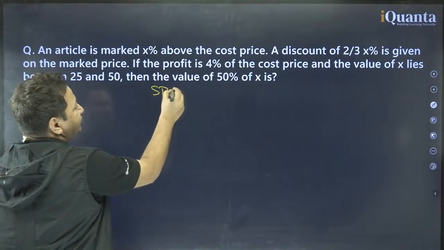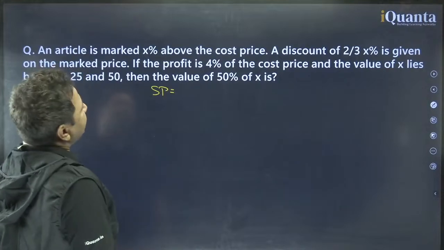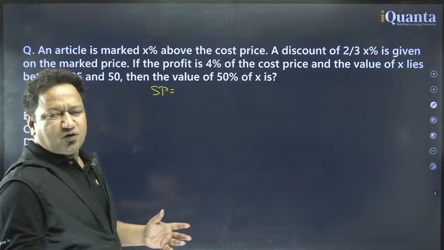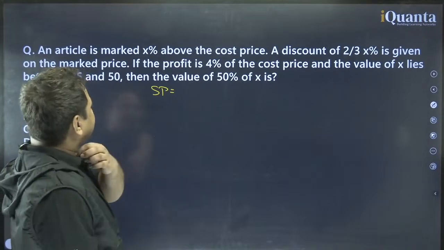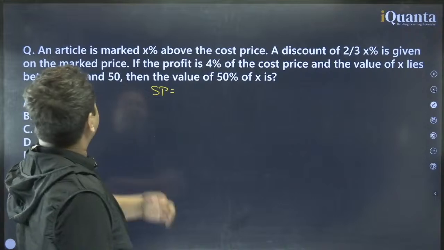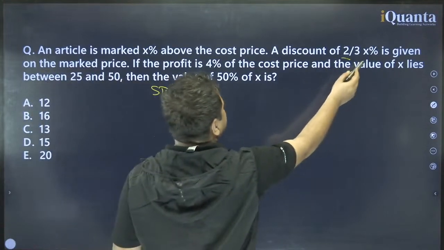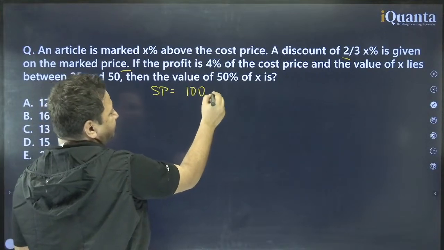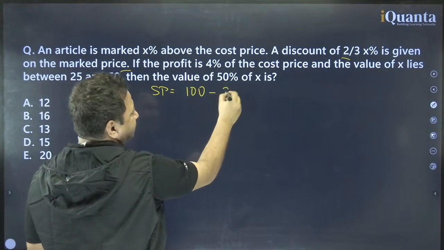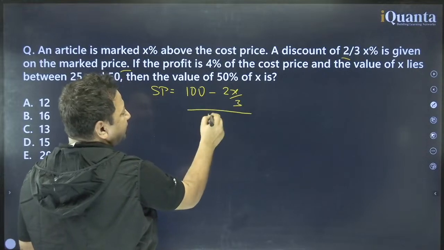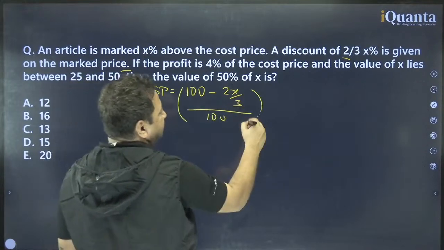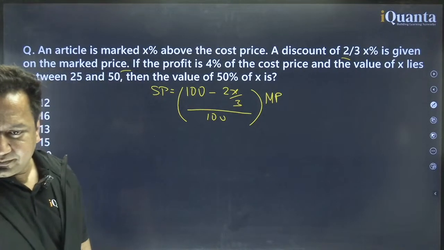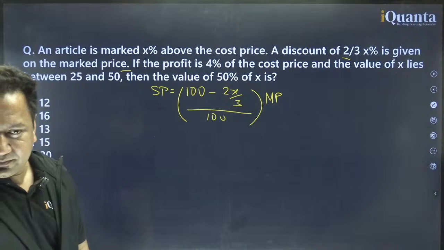Selling price. What is selling price? It's cost price plus profit or cost price minus loss. That's what we know. It's also mark price minus discount. So if a discount of 2 by 3 x% is given, selling price in terms of mark price will be (100 minus 2x by 3) upon 100 times mark price. Is that right?